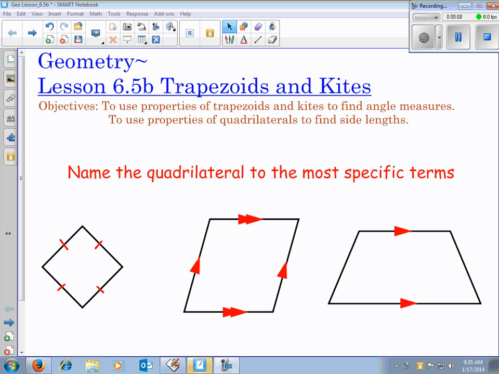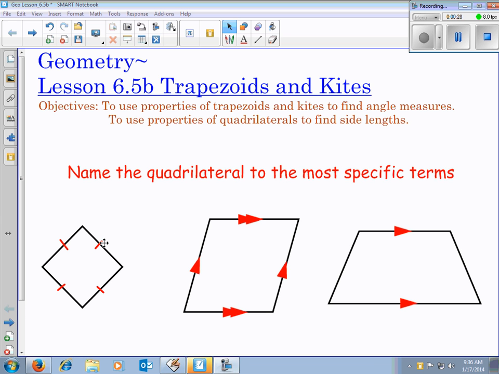Yesterday we talked about trapezoids, so today we're going to end up talking about kites. First thing I want you to do is pause the computer and do these first three problems. I want you to name the quadrilateral in the most specific terms, meaning don't tell me that it's just a parallelogram if it's a rhombus.